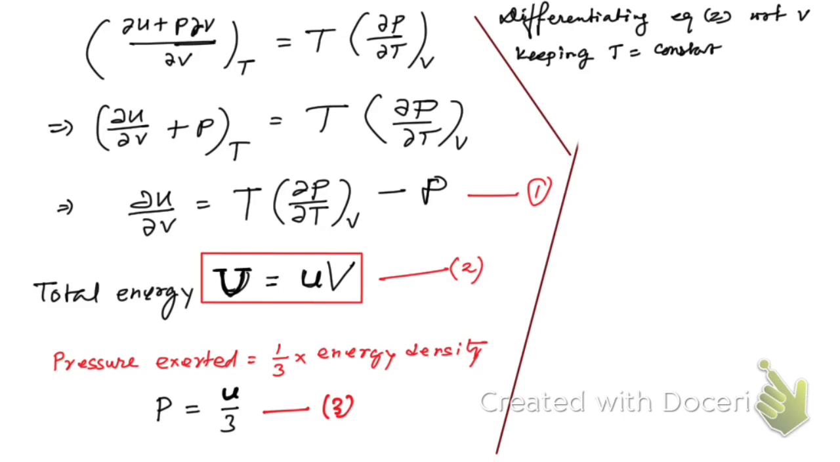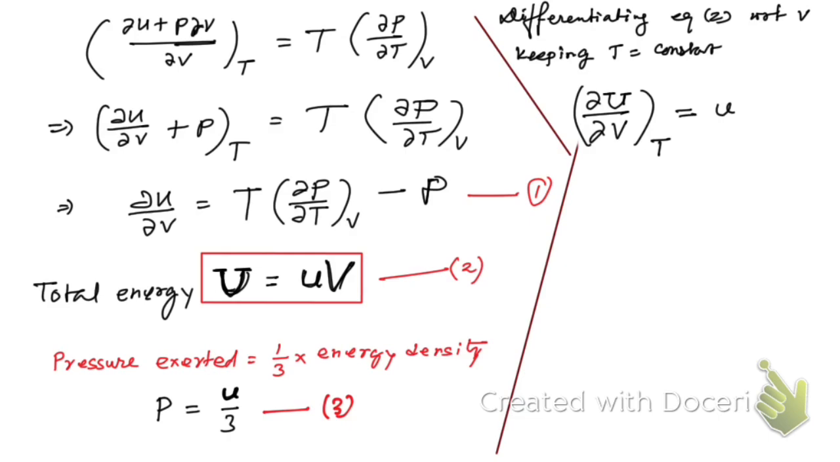Then what we're going to get is del U, this total energy U, by del V at constant temperature T, is equal to, if you differentiate this with respect to V, the derivative of V with respect to V is 1, into u, that's u. This is small u. On the right hand side, this is small u and this is capital U, total energy, right? So hope you have understood this.